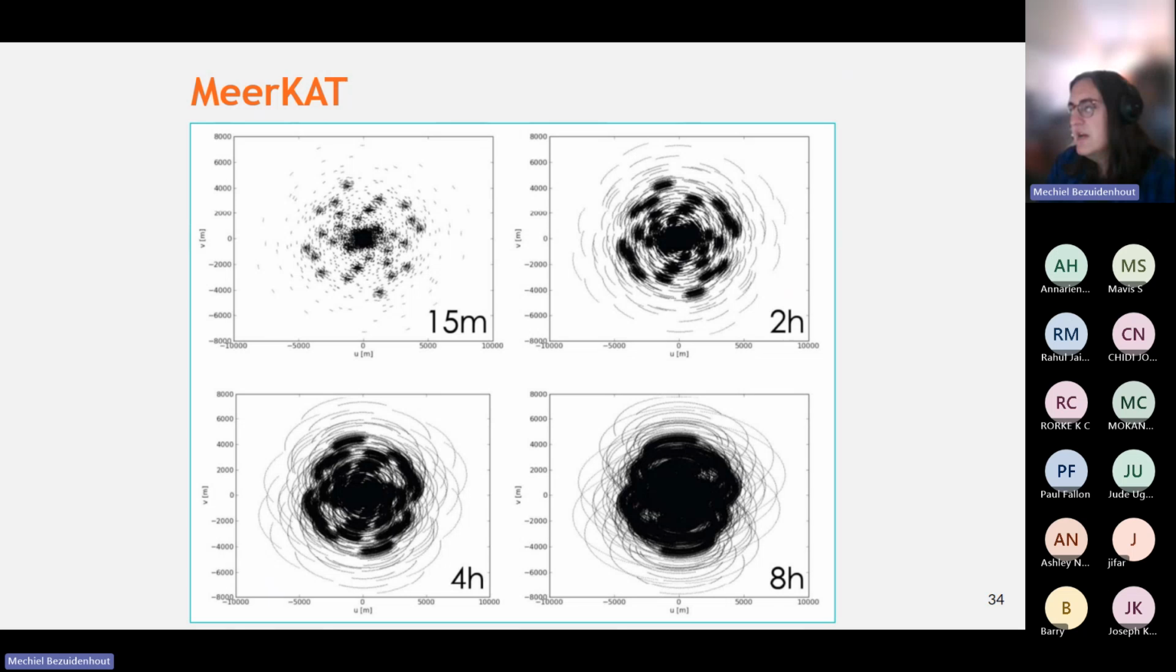To resolve very fine details, you can use something like very long baseline interferometry, where you have antennas spread out over thousands of kilometers, and they sample the part of the UV plane that are very, very far away from the center and give you some very, very precise detail.